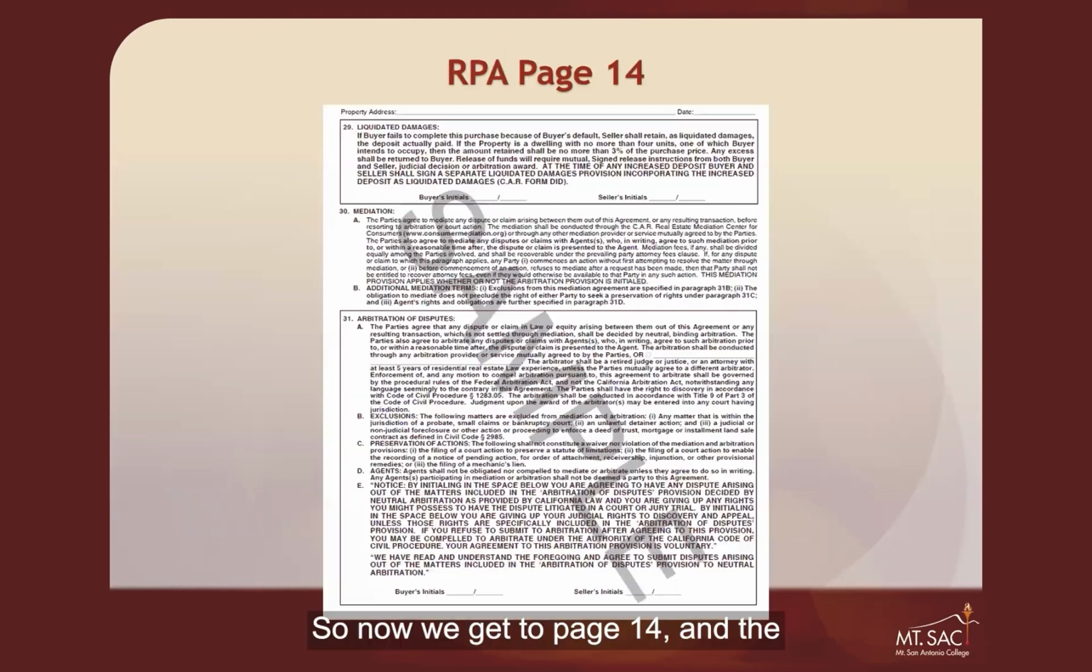All right. So now we get to page 14. And the first thing that will stand out here in page 14 is the cleaning up of it all, okay? And I really like the way they did this. So we see that liquidated damages, paragraph 29, and paragraph 31 have boxes around them. The only way they can be included, both parties to initial. Warning, one party initials and the other party doesn't, you don't have a contract.